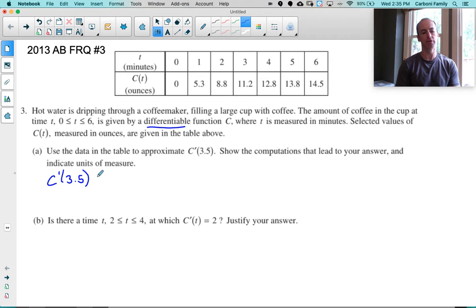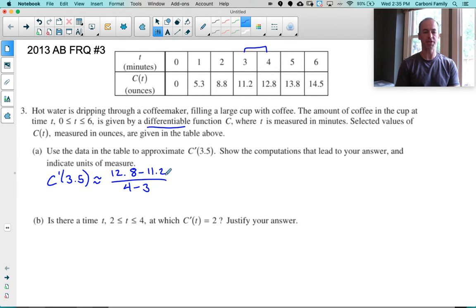Pretty easy thing to do. The slope at 3.5 falls between 3 and 4. So the best we can do, instead of doing the derivative at a point, is measure the slope from 3 to 4, which would give me this. Okay, now you absolutely must write what is called the difference quotient.